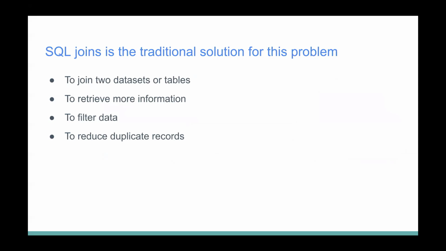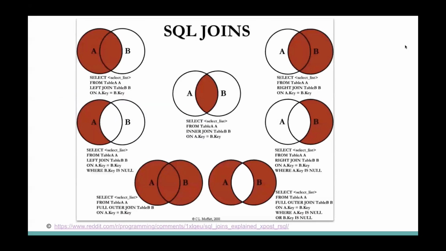SQL joins is the traditional solution for this problem. You can perform actions on a database using SQL statements. SQL stands for Structured Query Language. A SQL join clause is used to combine rows from 2 or more tables based on a related column between them. Why do we need joins? To join 2 datasets or tables, to retrieve more information, to filter data, and to reduce duplicate records.